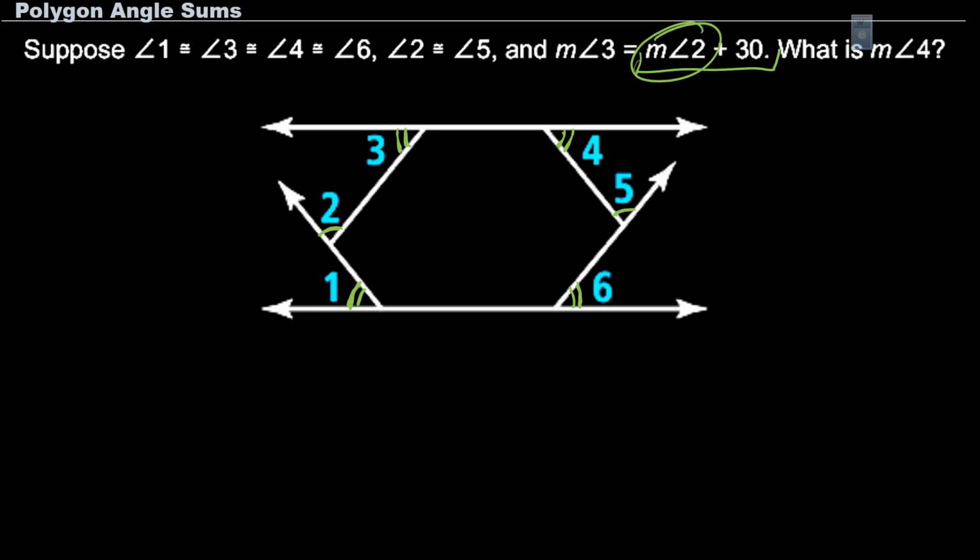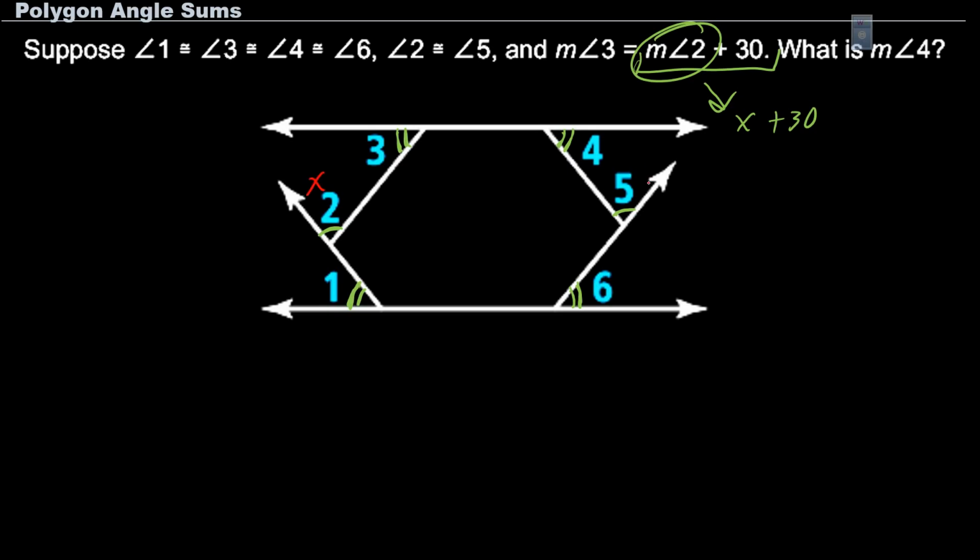So angle 3 is equal to whatever angle 2's value is plus 30, which means we need to make angle 2 an x, because angle 2 is just sitting there. Angle 3 is based off of it. Whenever you have a number that other numbers are based off of, that number has to become an x. So angle 3 is x plus 30, which means angle 2 and angle 5 are x.